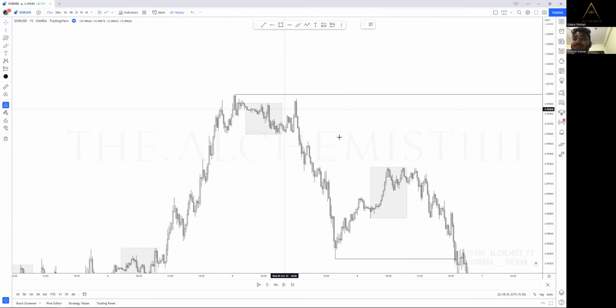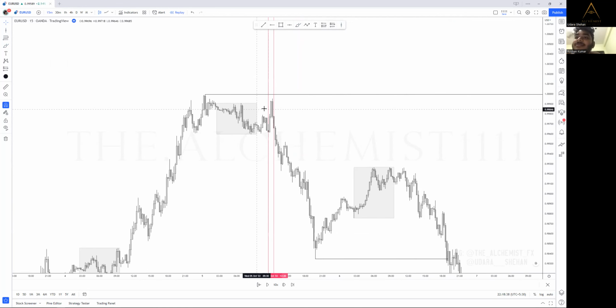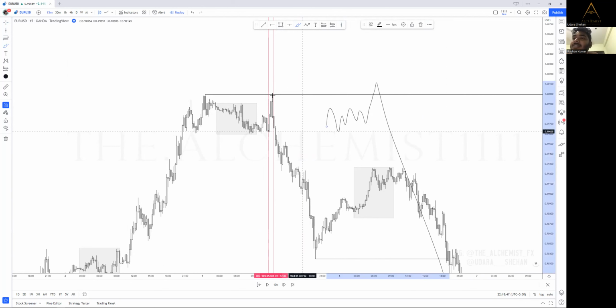Asia, 11:30, 12:30. What happened at that time of the day? Price ran above Asia, then melted. So same formation, Asia. Can you see all that? Everyone goes in the opposite direction.